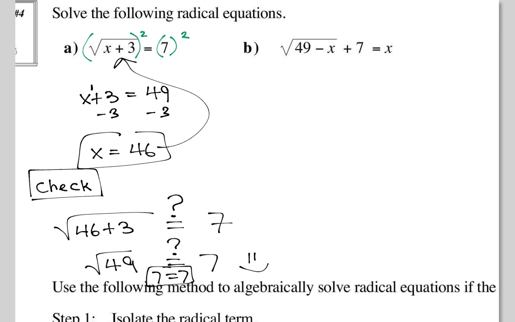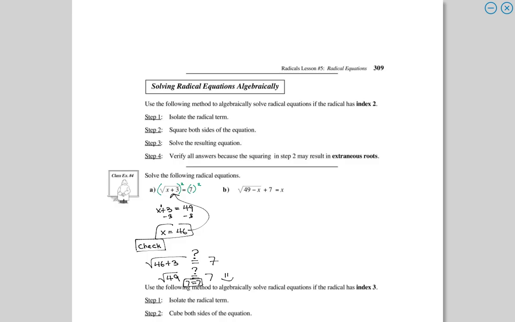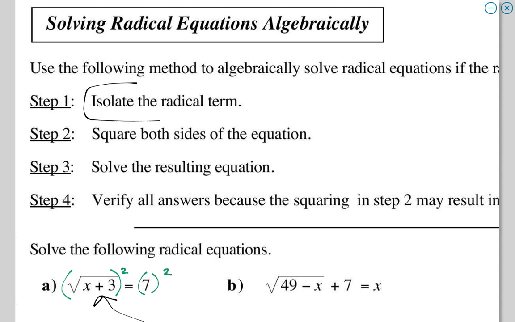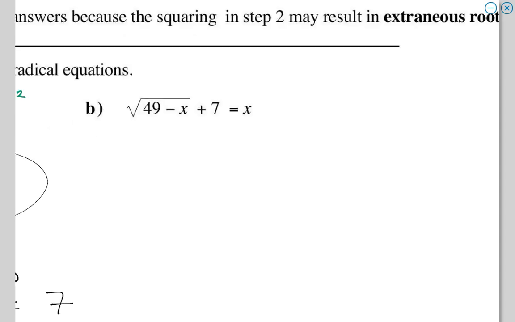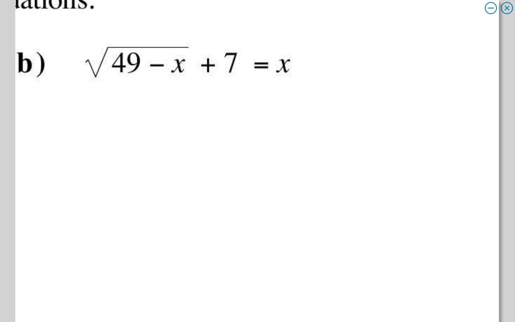For part B, question B, the radical's not isolated. So if you take a look at step 1, what does it say? Isolate. Look at this radical. Is it isolated? I need this guy alone.